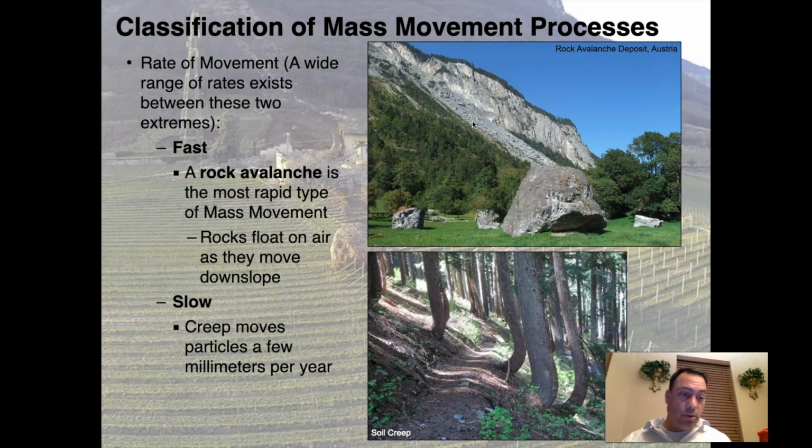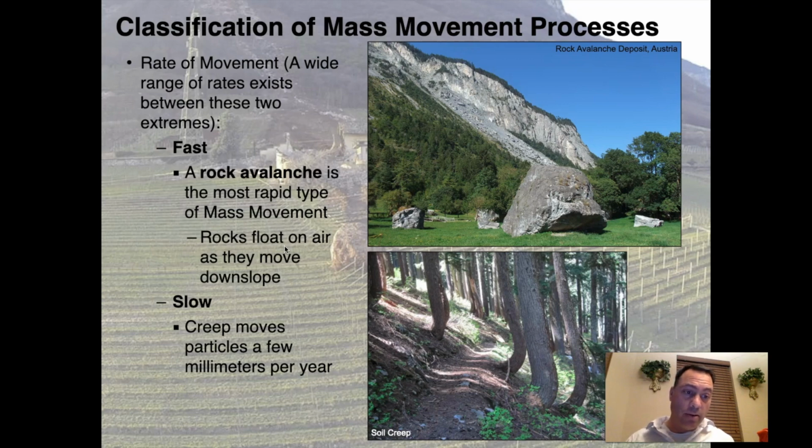All right, so there's two different ways that they move in terms of velocity. They can move very fast or they can move very, very slow. And there's a wide range of things that happen between these two, right? It could be intermediate. Now, the fastest ones, of course, are the rock avalanches. And a rock avalanche is the most rapid type. The rocks actually float on air as they move downslope. I mean, it's kind of crazy how far these things will go.